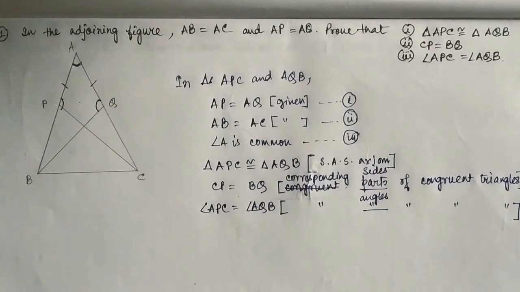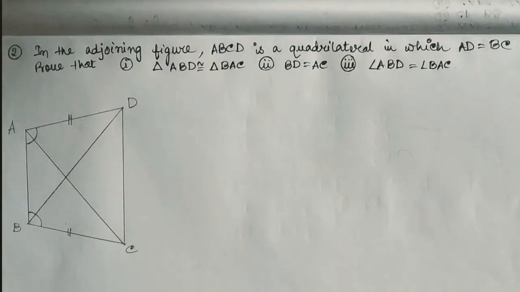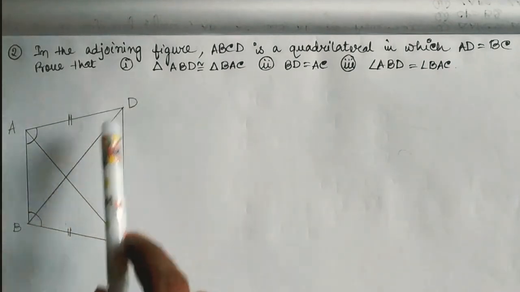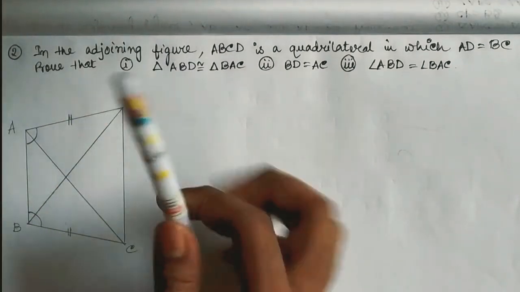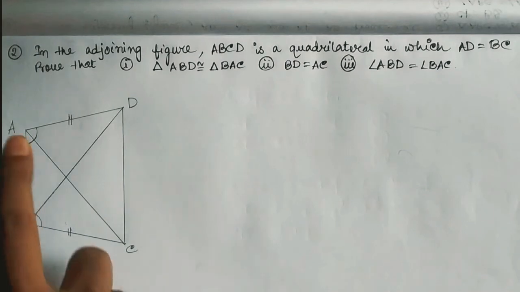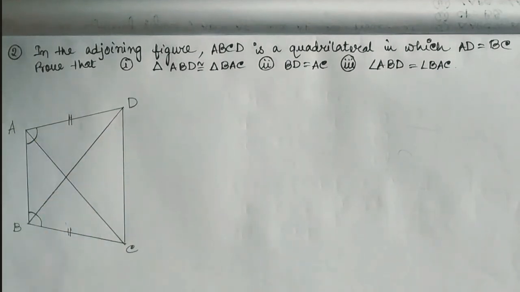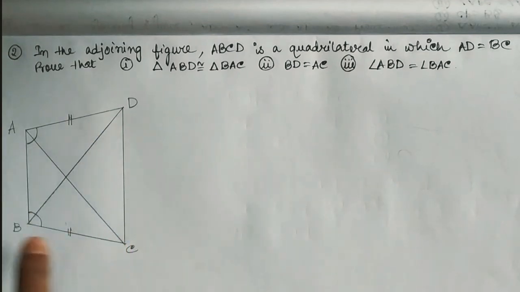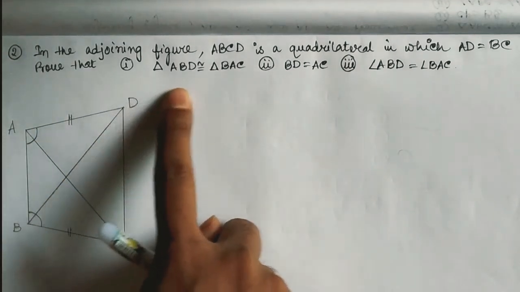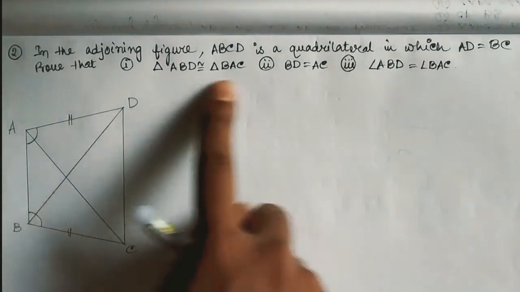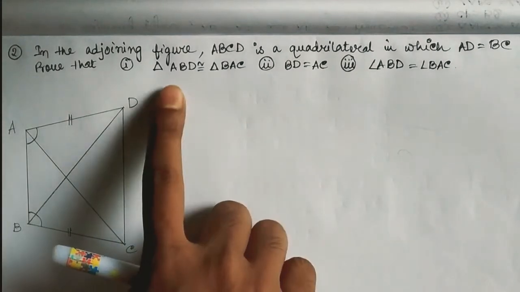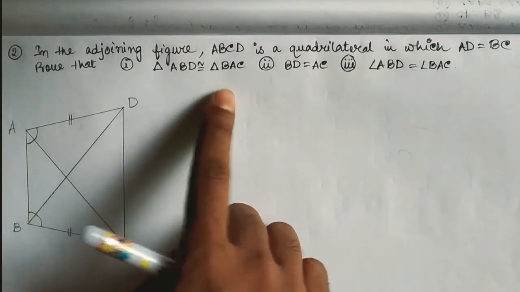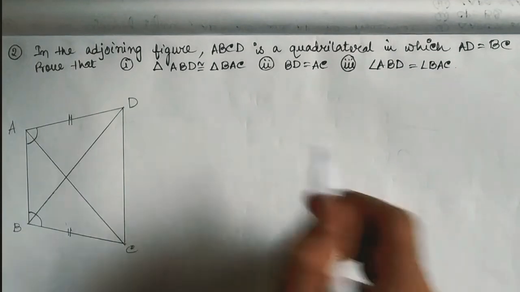Now we will do the next sum. Now all of you follow the next sum. In this sum they have given another figure, and here it is a quadrilateral in which AD is equal to BC and angle DAB is equal to angle CBA, and they have asked us to prove these 3. So first we have to prove triangle ABD is congruent to triangle BAC.